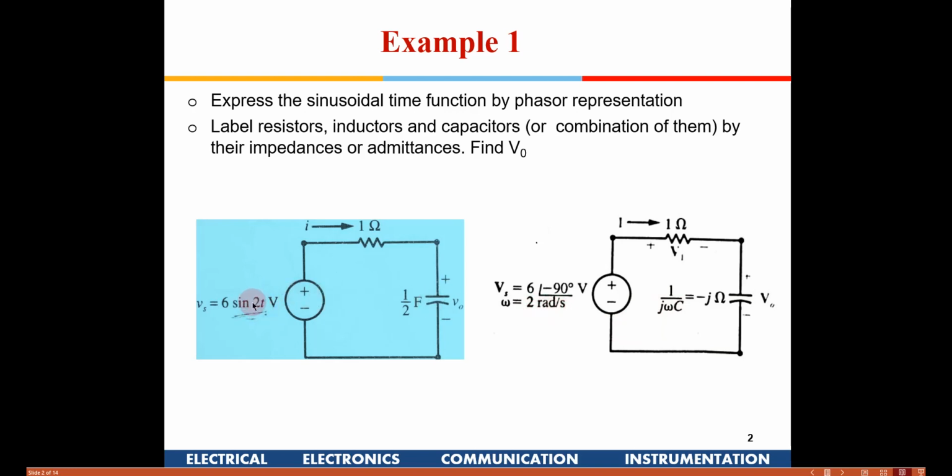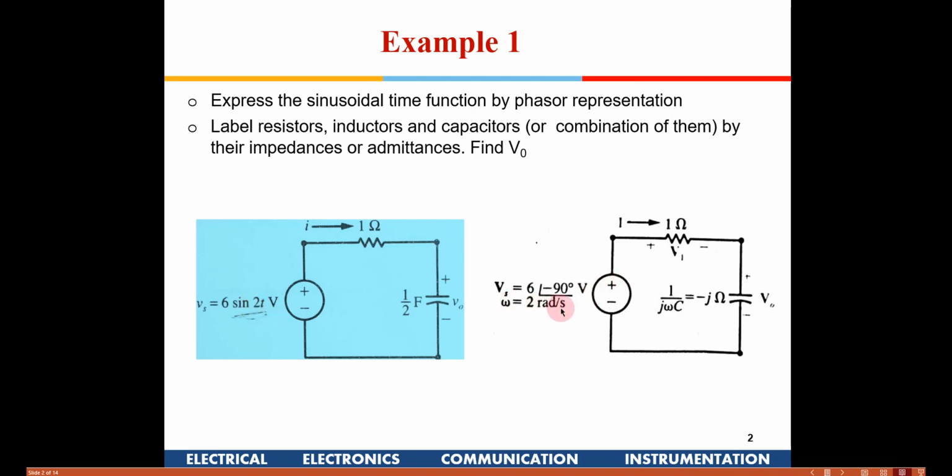Now this 2 is 2 pi f. Remember that this is omega, in radians per second. It is not 2 hertz, it is 2 radians per second. If you have to convert it into frequency, you equate 2 to 2 pi f, so f will be 2 divided by 2 pi. So 1 by pi will be the frequency.